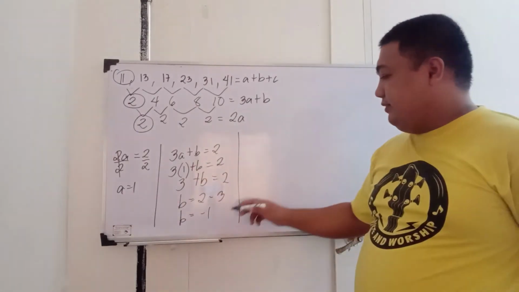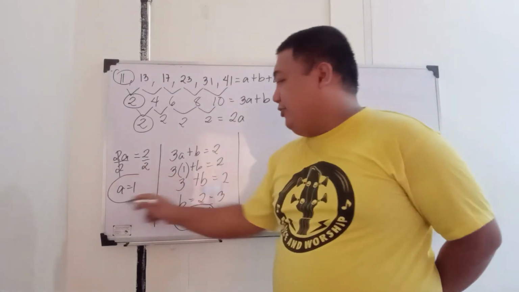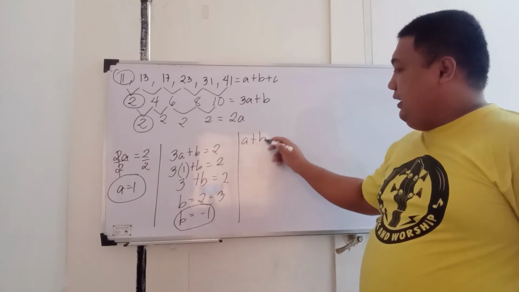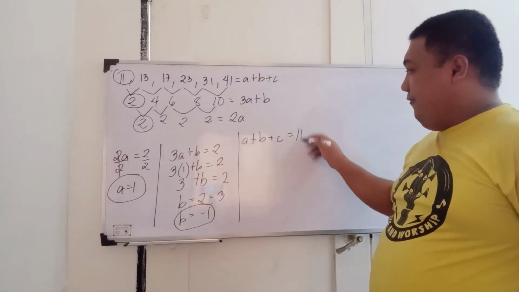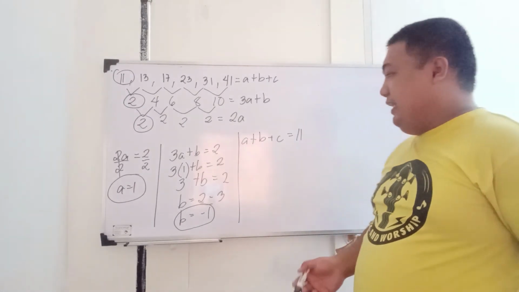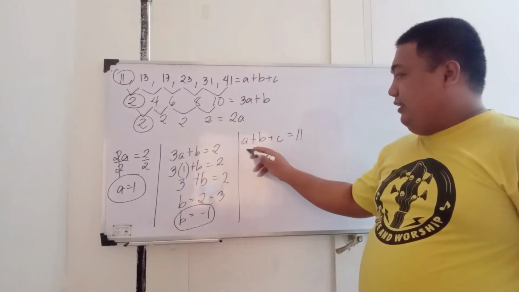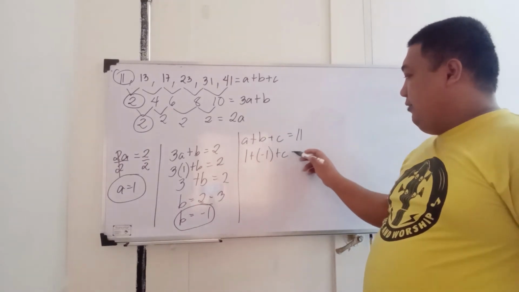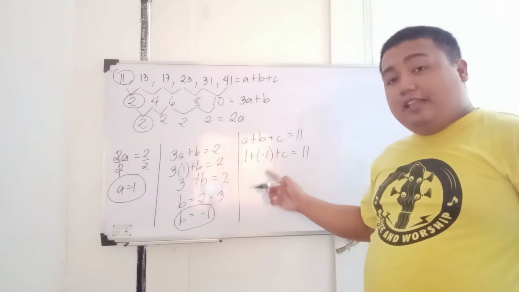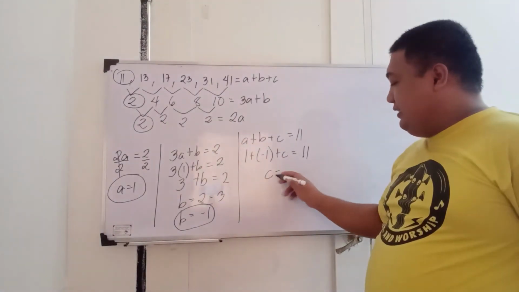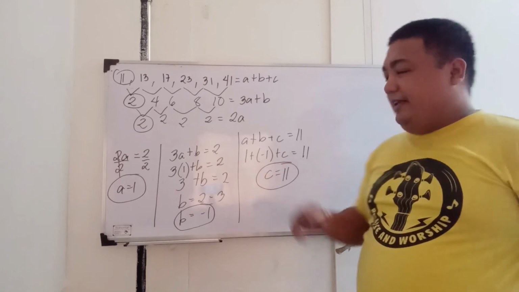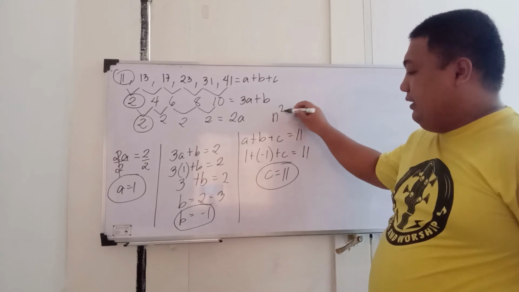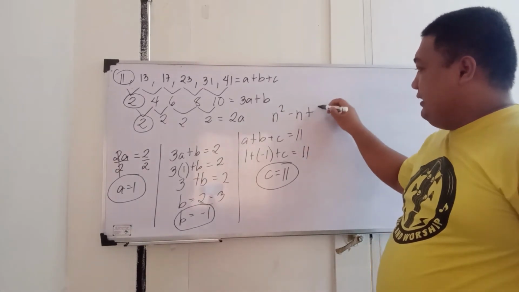Last. Bilugan muna natin para di tayo malito. So, last. Dito sa taas. So, a plus b plus c equals 11. First term lang ulit ang gagamitin natin. So, a, that is 1. Plus b natin, negative 1. Plus c equals 11. 1 plus negative 1, that is 0. So, ibig sabihin, ang c natin mismo ay 11. So, it means, our nth term is n squared minus n plus 11.